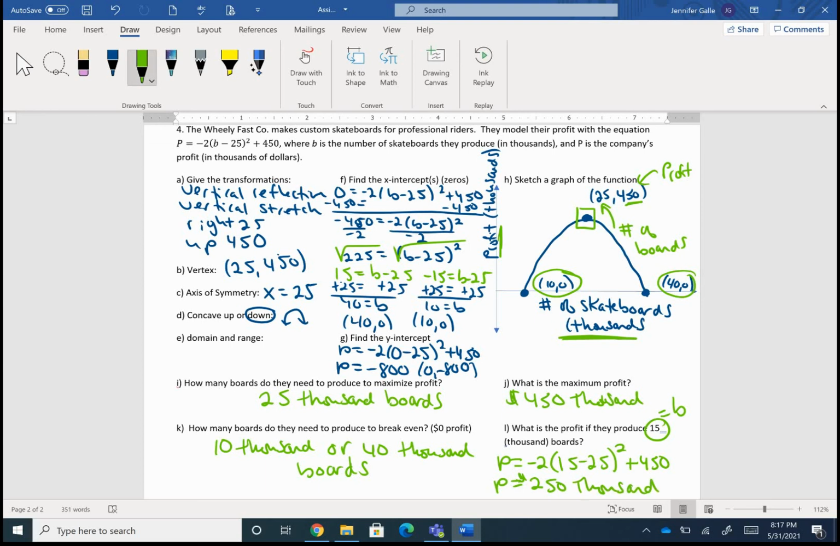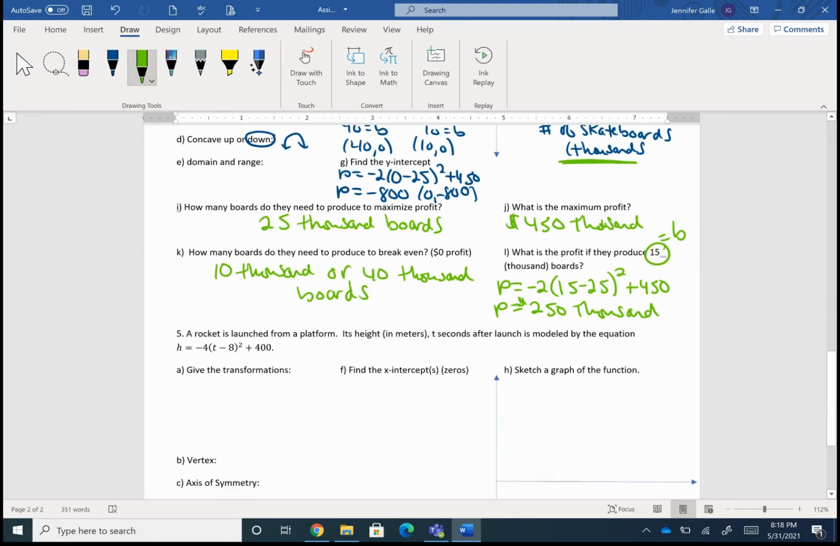So again, don't let these application questions bother you. They're the same as the ones on the front. Where we put our vertex, how we find transformations, X-intercepts, all those things are the same. Label your graph. Label those ordered pairs just like I did with that vertex. It makes it so much easier. I'm not guessing: is the 25 the number of boards? Is it the maximum profit? What do those things mean? These questions are essentially the same as the three on the front. We're just putting labels on them. That's the only difference.